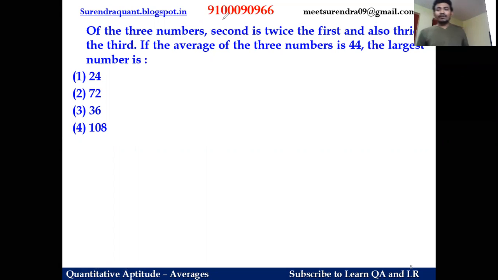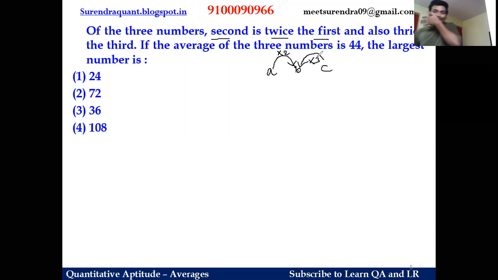So friends, whenever you have such a word problem, think of the numbers first. Let's say the three numbers are A, B, C. What he says, the second number is twice the first. So if you take 2 times the first number, you'll get the second number. That is what his intention is. And also thrice the third. So the second number is 3 times the third number.